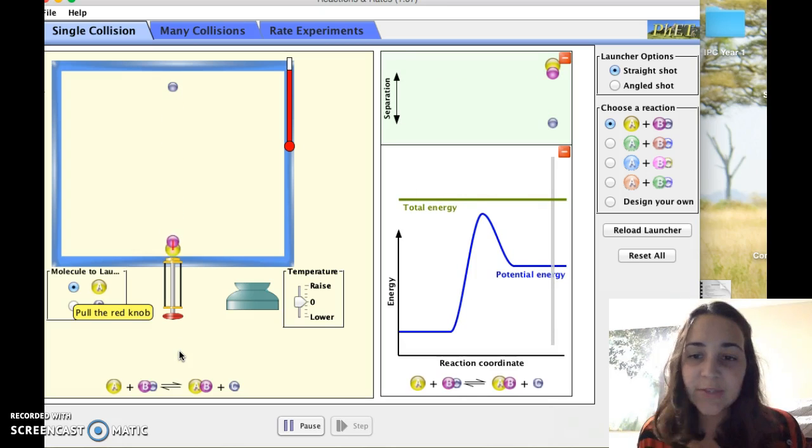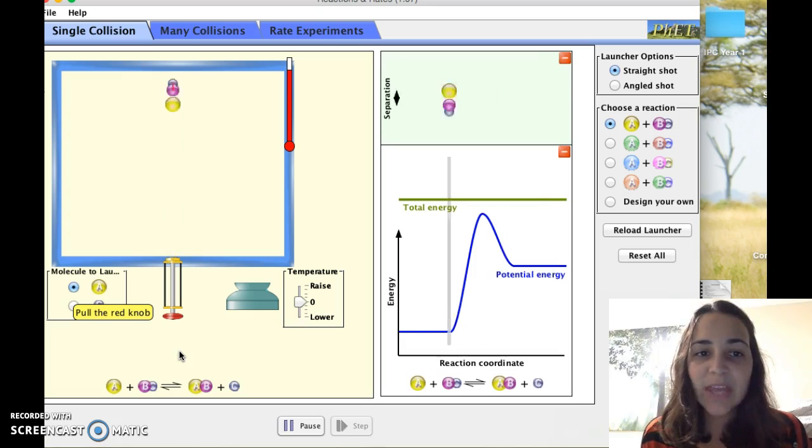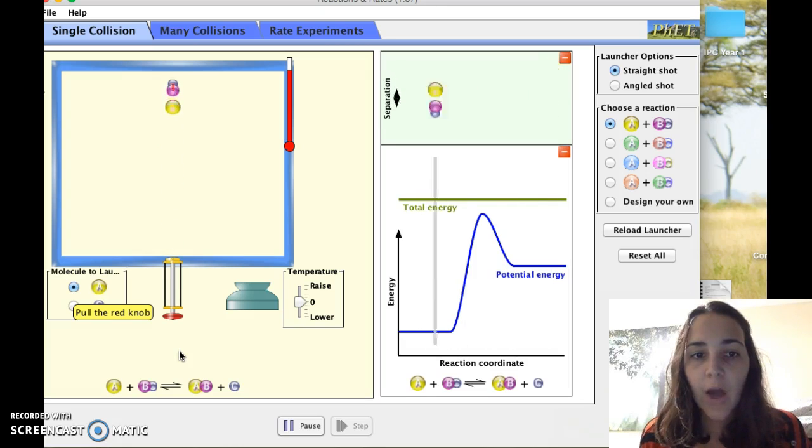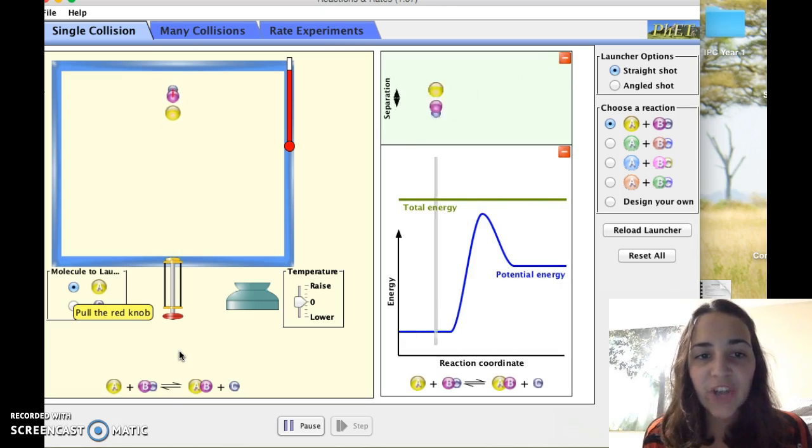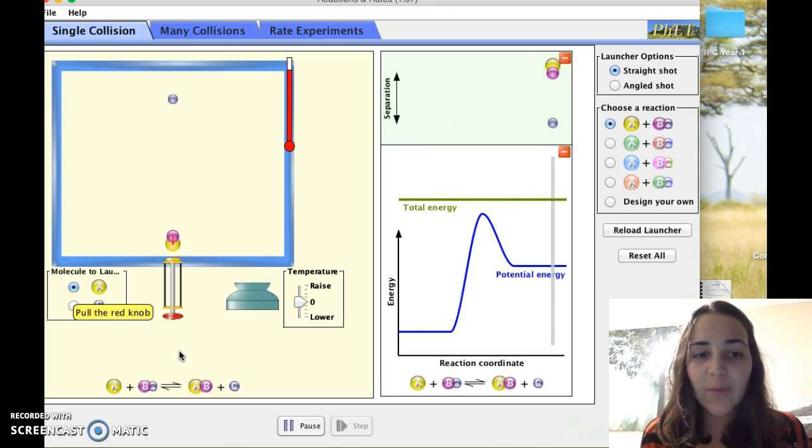While you're watching this right now, you should be thinking about what's happening on the screen. On your potential energy diagram, notice the gray bar moving when my reactants run into each other. Now, when my reactants run into each other, what happens? What am I left with?